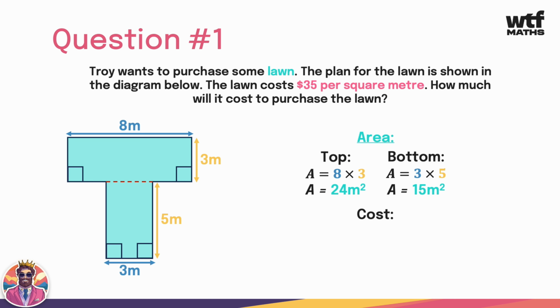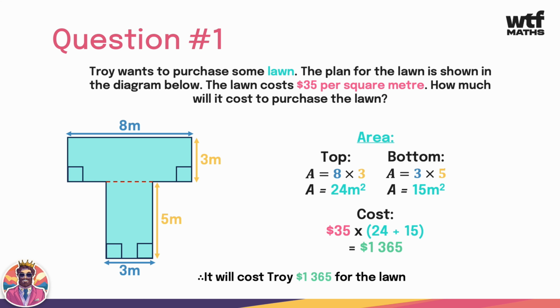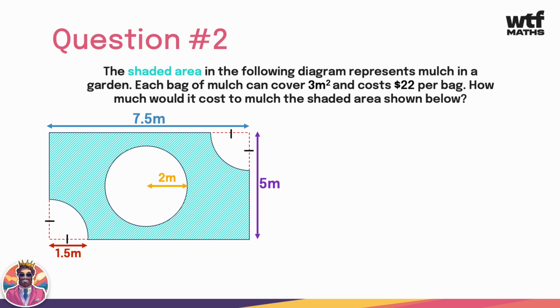So overall, the total cost is going to be $35 times 24 plus 15, which is 39. So 35 times 39 is $1,365. So that's how much it will cost for the lawn. Alrighty, let's look at another question here.